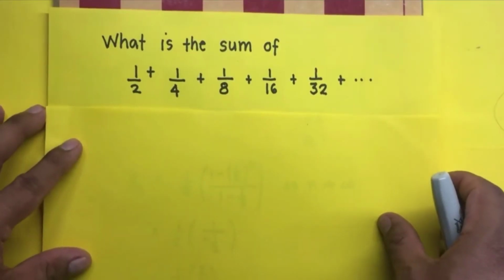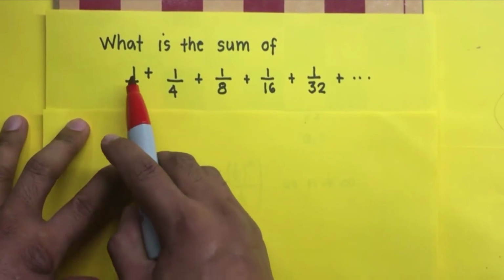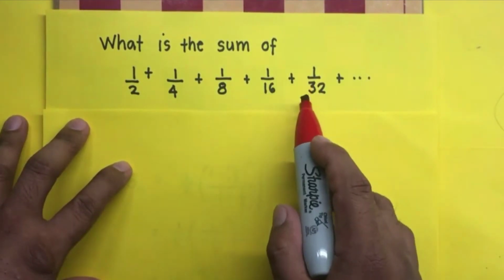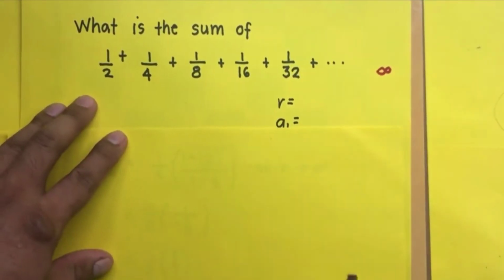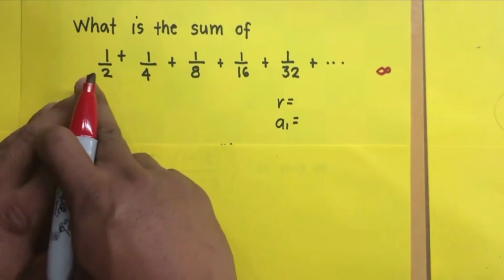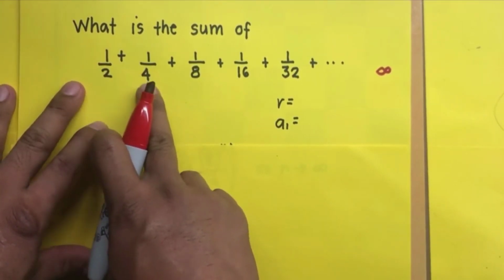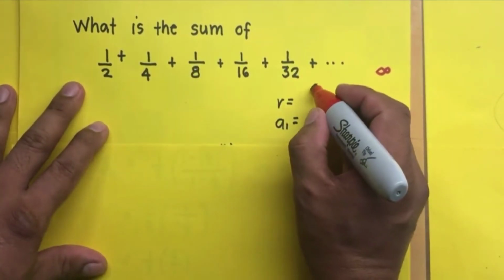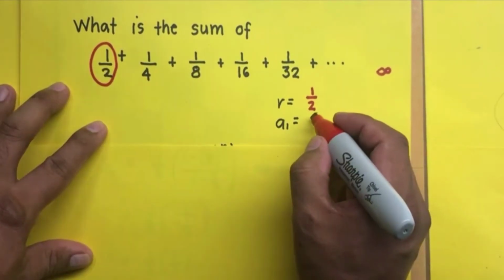Now, let's have another example. In this case, we have what we call an infinite sum. We are asked to find the sum of 1/2 plus 1/4 plus 1/8 plus 1/16 plus 1/32, and then continue this pattern up to infinity. So in this case, what is our r value? Notice that from 1/2, we multiply by 1/2 to get 1/4, multiply by 1/2 to get 1/8, multiply by 1/2 to get 1/16. So our r is 1/2. And our first term is this term, so we have 1/2 as well.